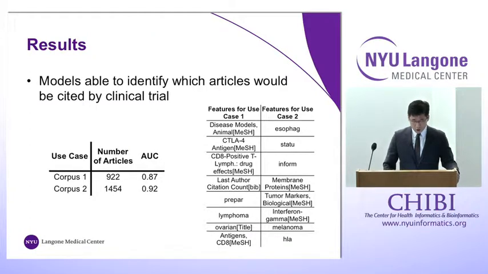Now, the results showed that the models were able to identify which articles were cited by the clinical trials. For the two use cases I show, the AUC values were 0.87 and 0.92, which show that the models were able to differentiate the articles. And I've also included a list of the features for each of the use cases to give you some intuition of what features are being used to make the classification. And they appear to be making sense.